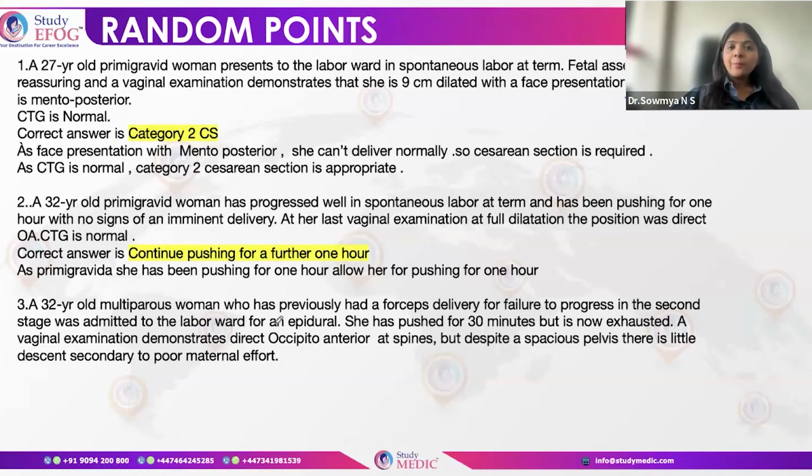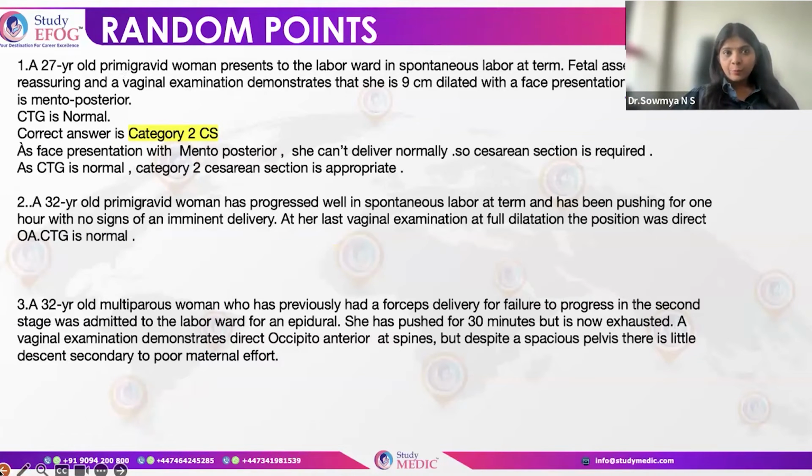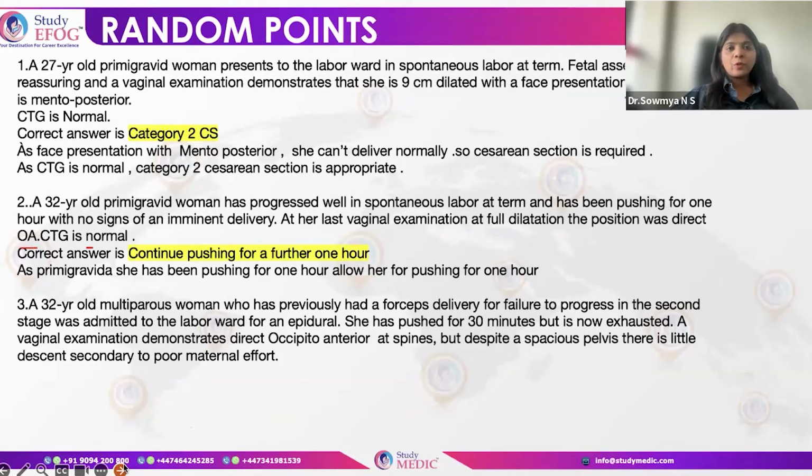Then the second one, a primary who has been progressing well in spontaneous labor at term and pushing for 1 hour, no signs of delivery. Vaginal examination: full dilatation, direct occipito-anterior, CTG is normal, and what do you do next? Obviously, this is a primary who is pushing for 1 hour. So you can let her push for 1 more hour, probably she would deliver.